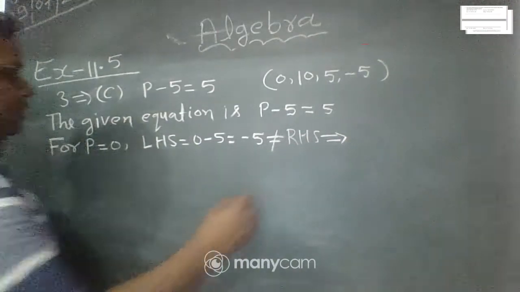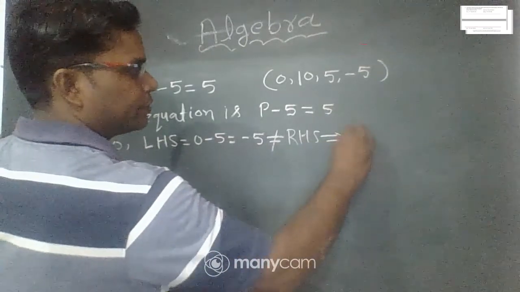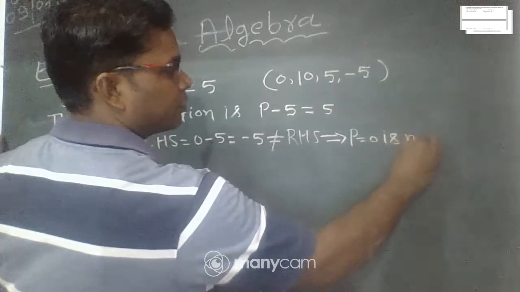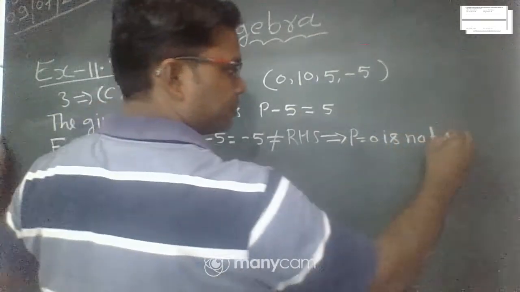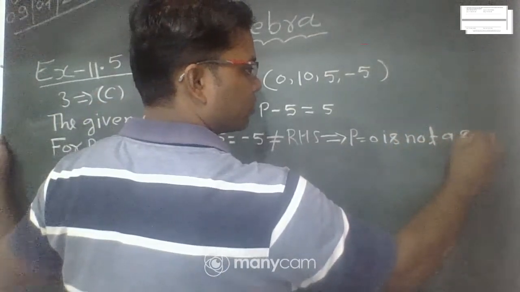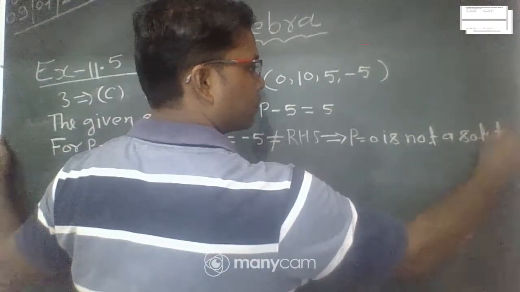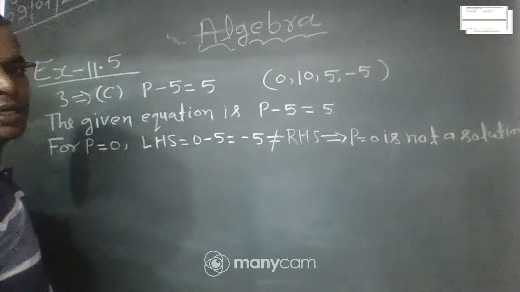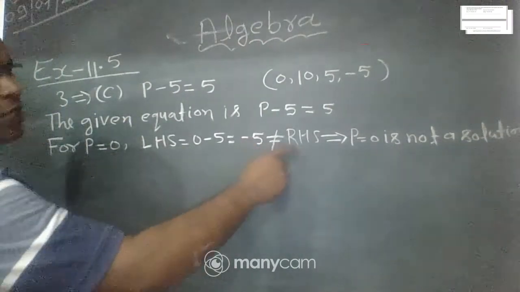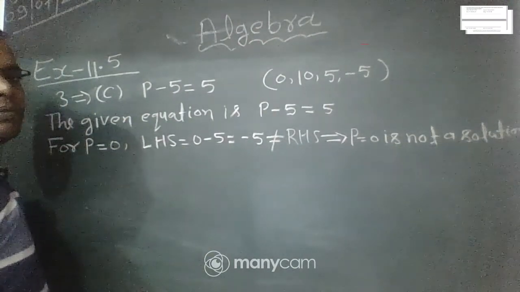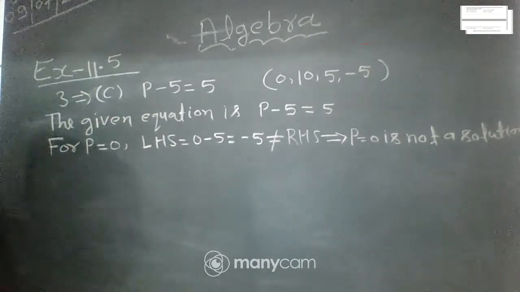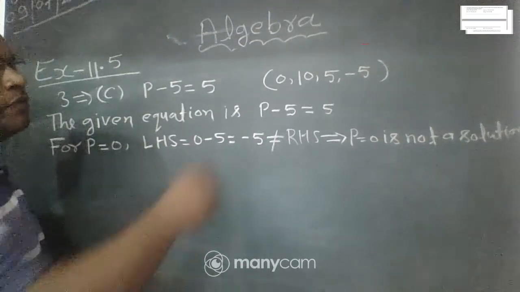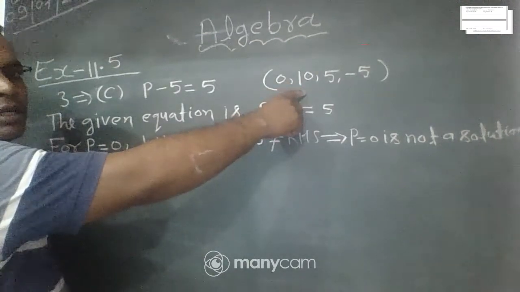You can say here p is equal to 0 is not a solution, because the left hand side is not equal to the right hand side. For an equation, the left hand side and right hand side both are equal. Okay.